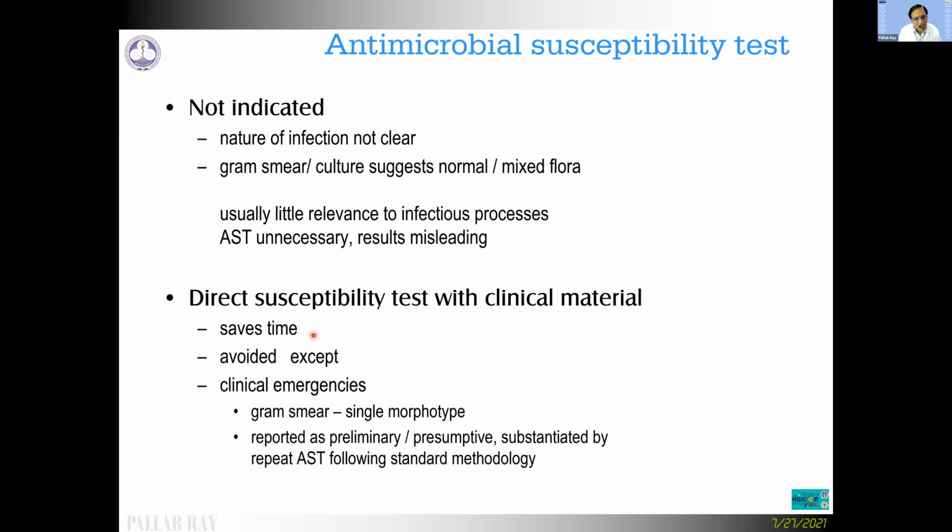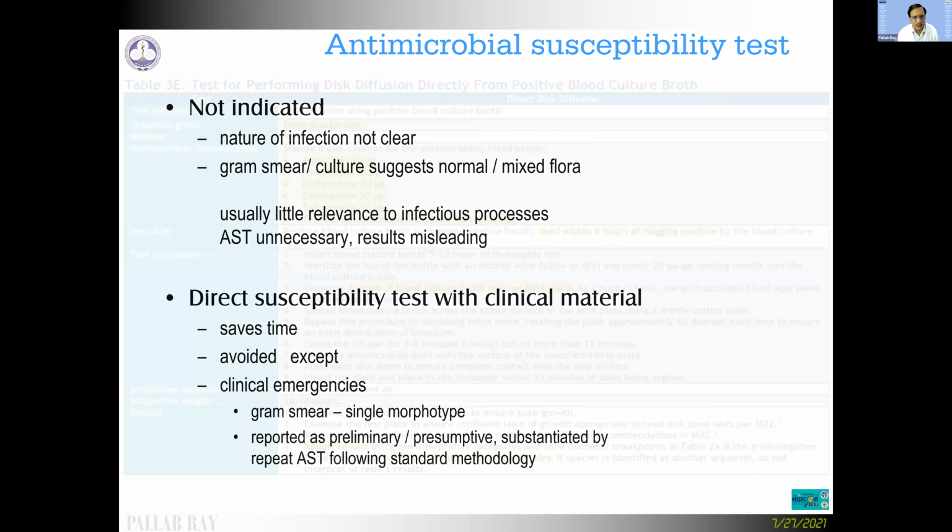Secondly, how many species are there? Thirdly, what is the load of individual species? And fourthly, we don't even know what are the identities of the species, because susceptibility testing, the panel of antibiotics is heavily dependent upon which species we are testing. So they are still done in clinical emergencies in certain situations.